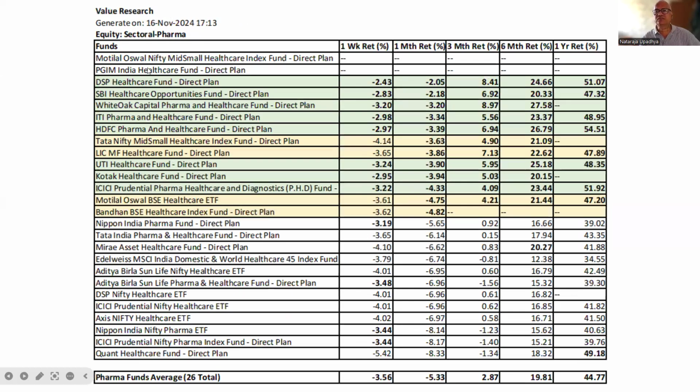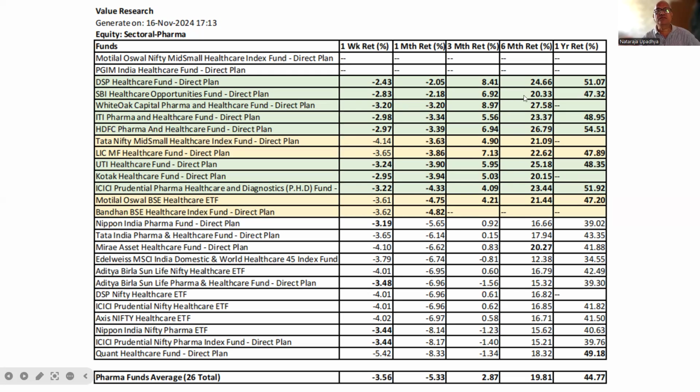Next is pharma funds. Average annual return is 44.77, but negative returns for the week and the month, though positive for the 3 months basis. The top return among the green ones is ICICI Prudential Pharma Healthcare and Diagnostics Fund at 51.92. Then DSP Healthcare Fund at 51.07.